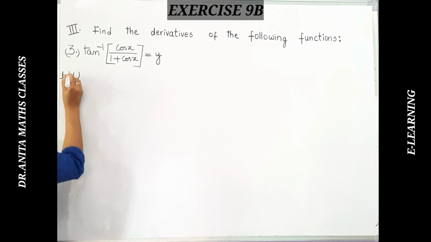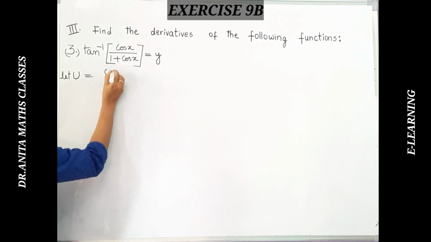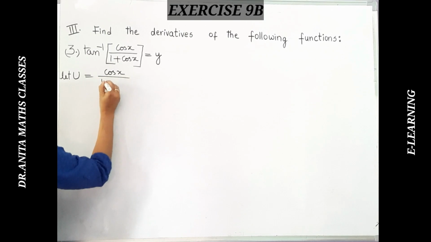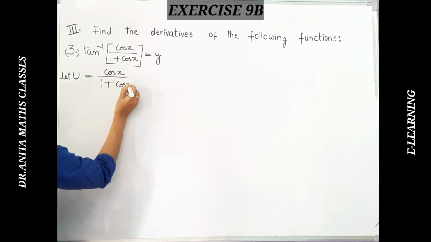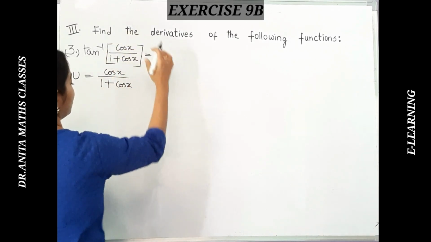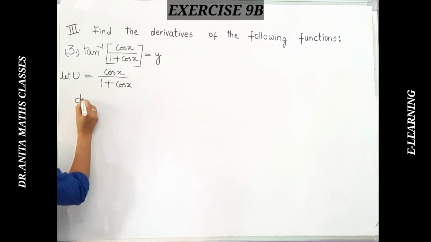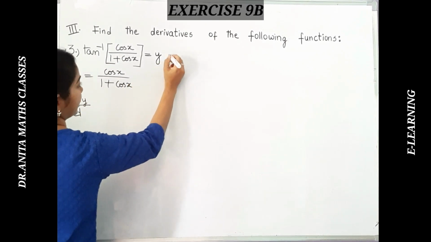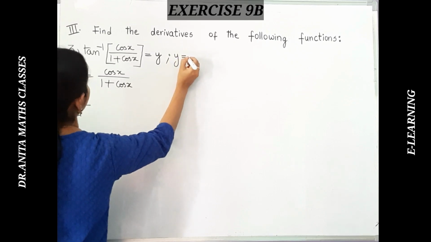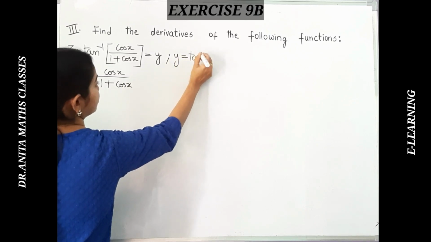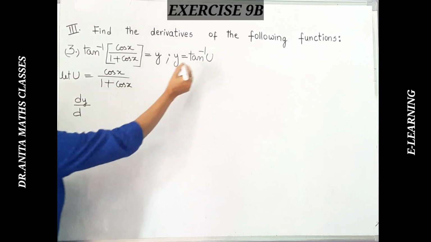Okay, let u be equal to cos x divided by 1 plus cos x. Okay, so this is the u part. So we should find the derivative dy by dx. Let me write here, y is equal to tan inverse of u. Okay, I am substituting u, isn't it?